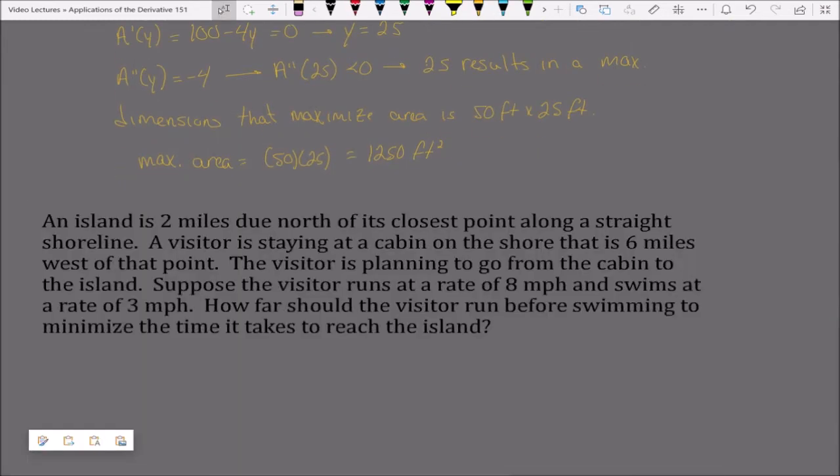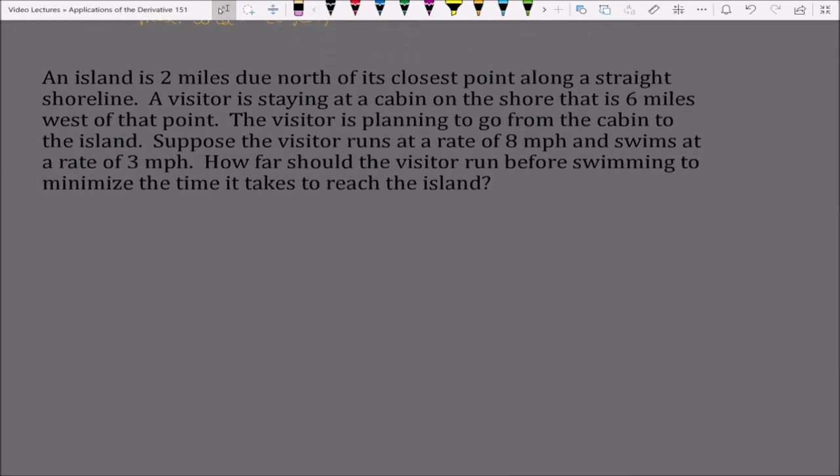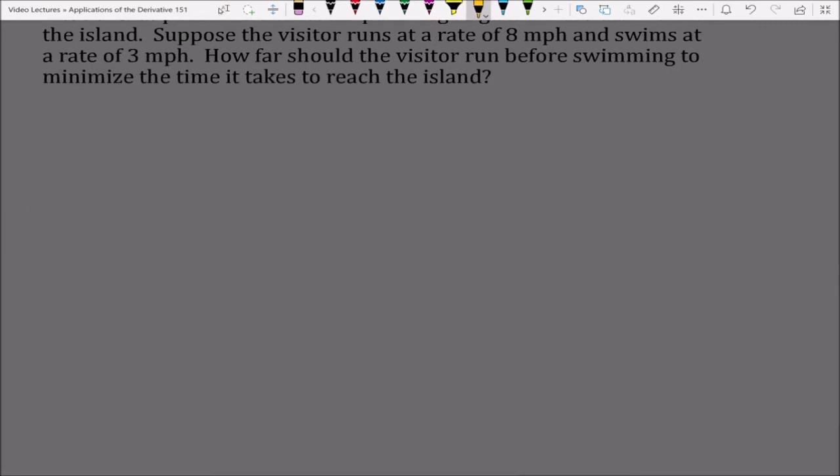Next up, let's consider an island that is 2 miles due north of its closest point along a straight shoreline. A visitor is staying at a cabin on the shore that is 6 miles west of that point. The visitor is planning to go from the cabin to the island. Suppose this visitor can run at a rate of 8 miles per hour and swim at a rate of 3 miles per hour. How far should the visitor run before swimming to minimize the time it takes to reach the island? So let's say this point here represents the island.